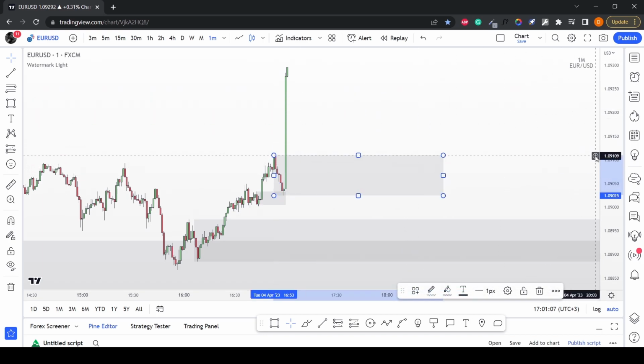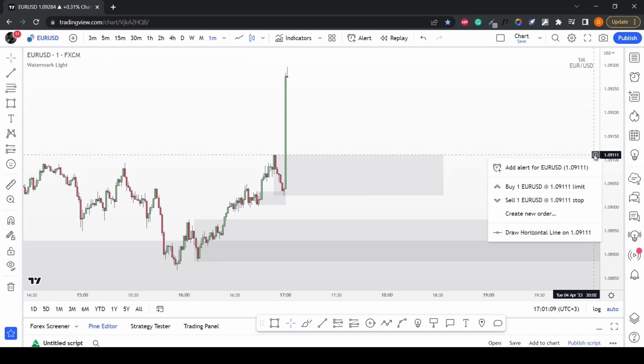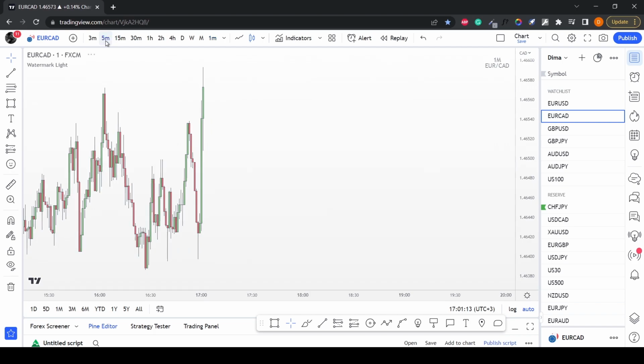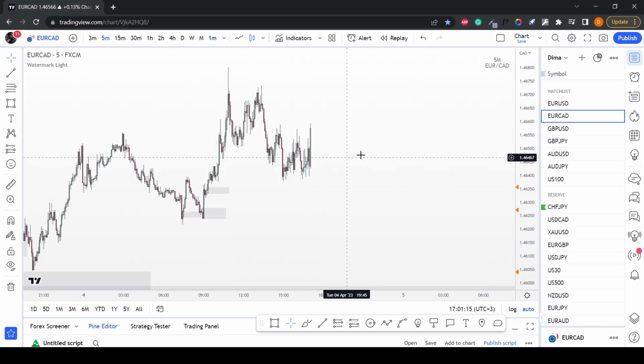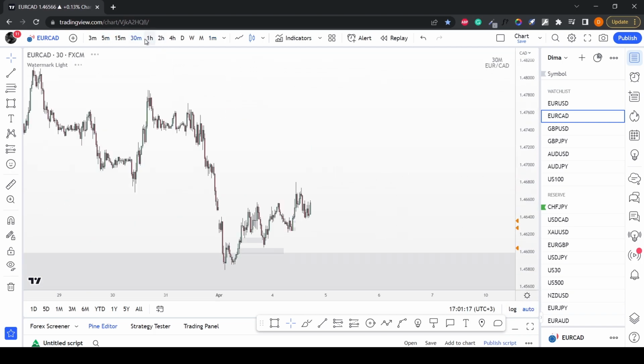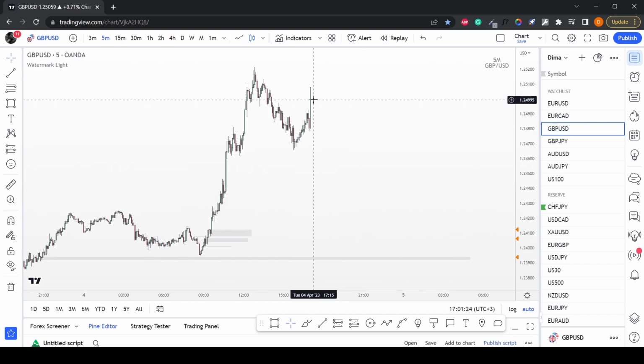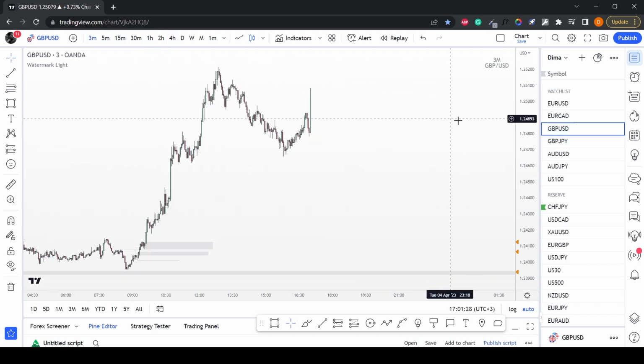Basically, just put an alert here. Let's see what the watch list has. So EuroCAD moving bullish, like so correlated with EURUSD. So GU also moving bullish. Basically the same, just we will leave some alert here.